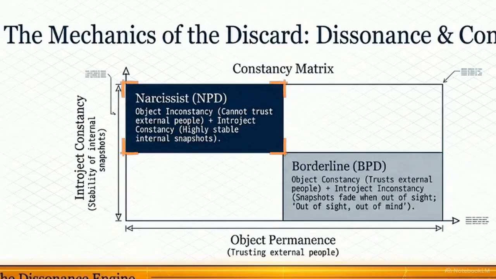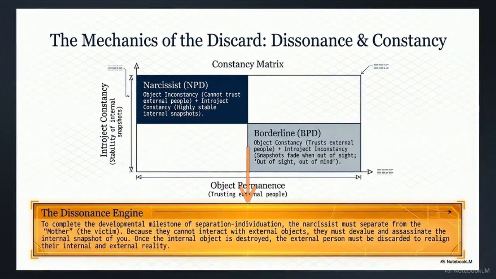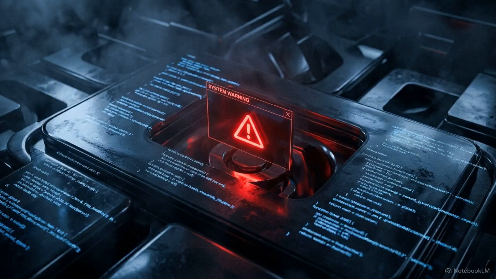Look at the top left quadrant of this matrix. Narcissists suffer from object inconsistency, relying exclusively on the stability of internal snapshots. To resolve a system crash, they must assassinate the internal snapshot. Once destroyed, the external person is discarded to realign their reality. The discard is an unavoidable software reset, rather than a personalized punishment.